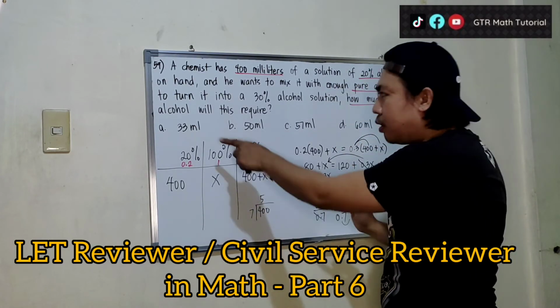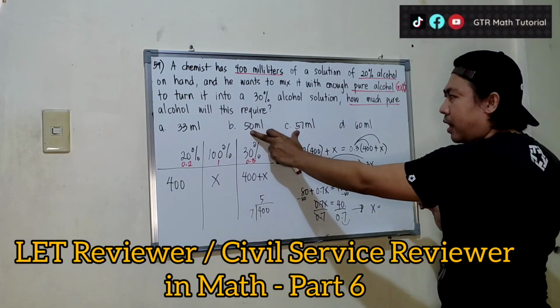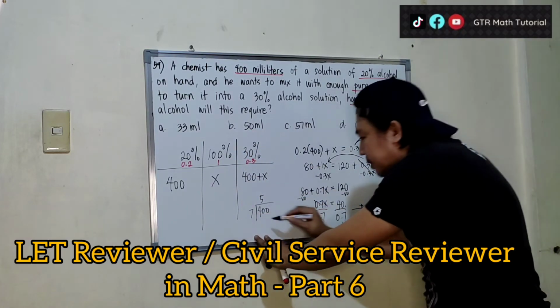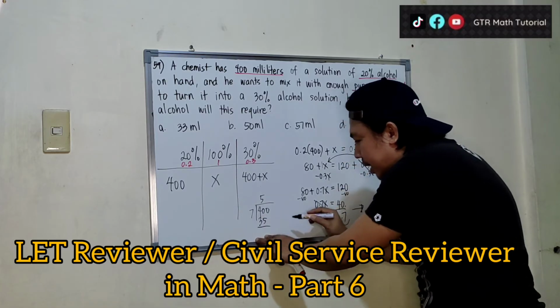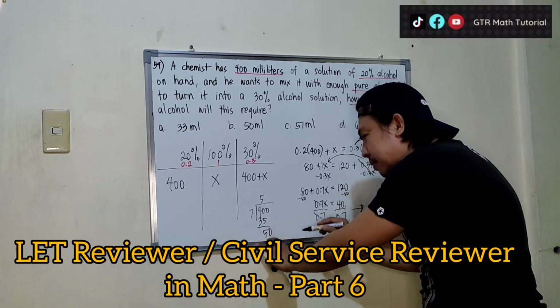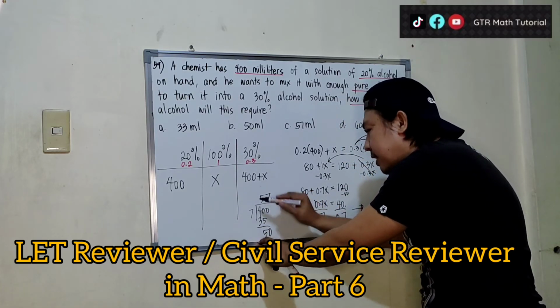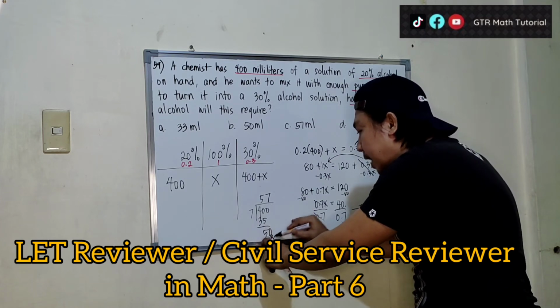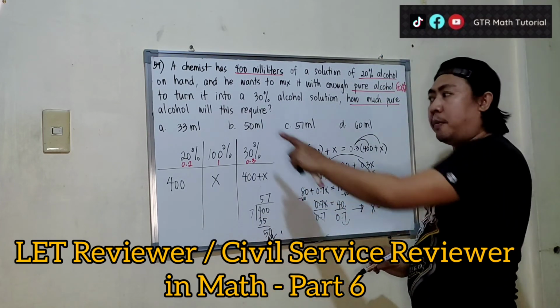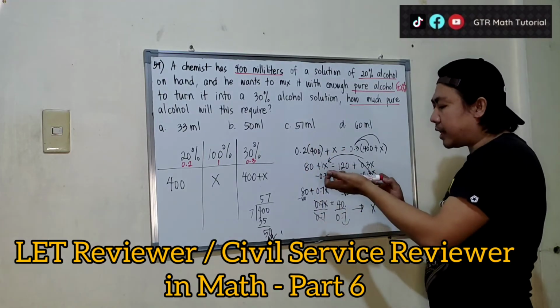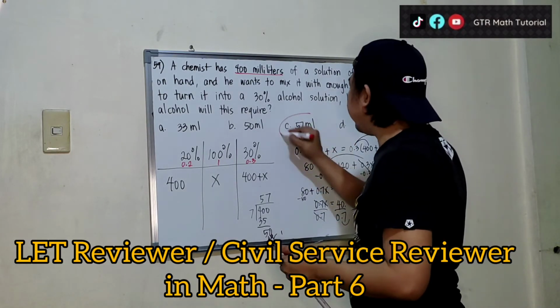5 times 7, meron man na ba dito? Ayun, so dalawa na lang. So malamang ito na yan. So 5 times 7, we have 35. And then 50 divided by 7. So we have 57, 7 times 7, 49. So meron pa tayong remainder 1. So ang pinakamalapit, syempre, ito na yung sagot natin, 57 ml.